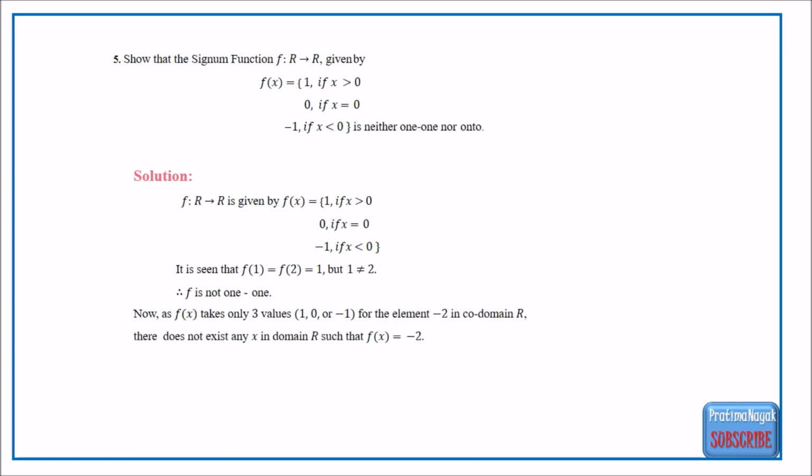We'll write that, as an example, I have taken minus 2. In the codomain R, there does not exist any x in the domain such that f of x is minus 2. So f is not onto. So the signum function is neither one-one nor onto.